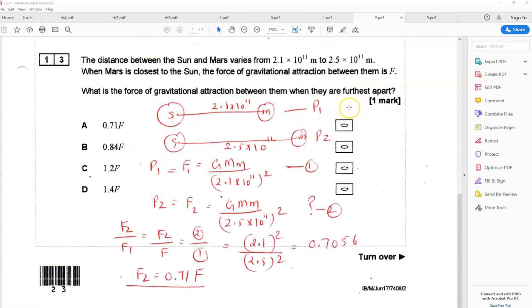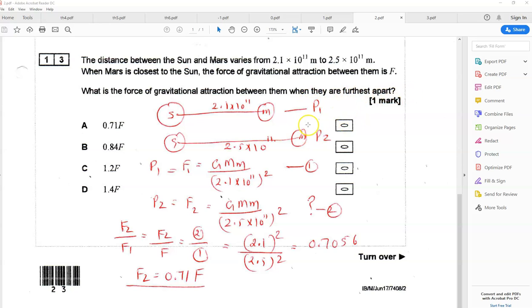So one more easy question. You'll be comparing forces in 2 different scenarios. So most likely you'll end up having a ratio comparing the forces here. It says the distance between Sun and Mars varies from 2.1 times 10 to the power 11 to 2.5 times 10 to the power 11 meters. When Mars is closest to the Sun, the force of attraction is F. What is the force of attraction when they are furthest away?